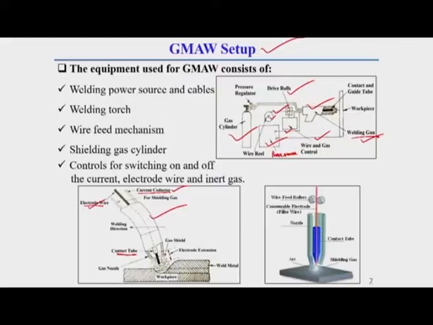And there is another tube or hose. This hose is for the shielding gas, generally a pipe system. Through this, the shielding gas is coming from the gas cylinder.